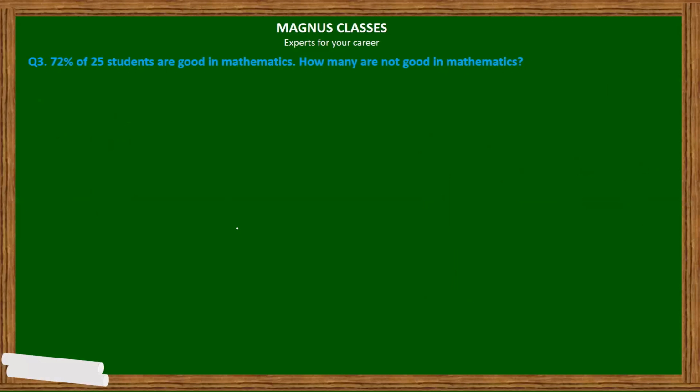All right. Let's move to question number 3. It says that 72% of 25 students are good in mathematics. How many are not good in mathematics? He says that there are 25 students in a class, in a school. That's not mentioned here. You just have the 25 students. And out of those 25 students, 72% are good in mathematics. What you need to find out is how many are not good in mathematics.